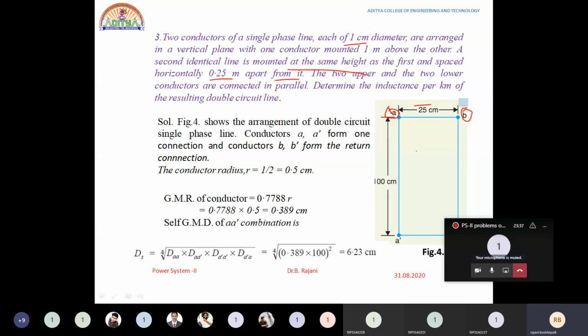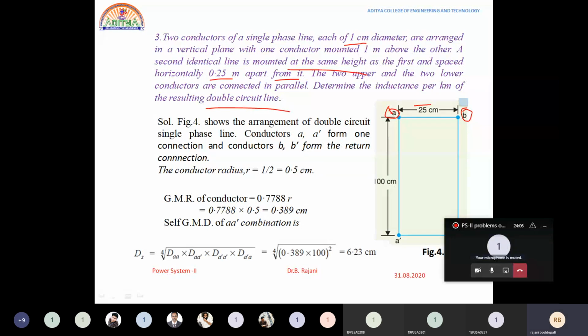Now, determine the inductance per kilometer of the resultant double circuit line. Here he asked you to find the inductance per kilometer of the resultant double circuit line. Since it is a double circuit line, we have the conductors A and A dash, B and B dash. Sometimes the diagram will not be given to you, so you have to draw the diagram by seeing the data.